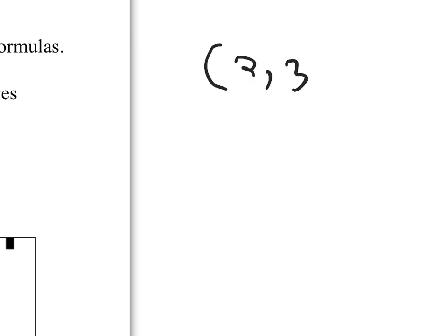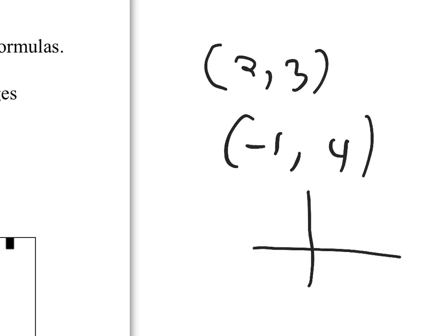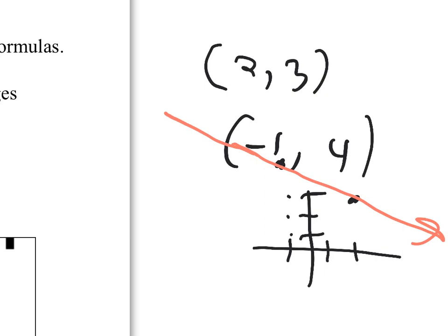2, 3, and -1, 4. Looks like this. There's my line. There's my best fit line. Why is it the best fit? It's the same line the calculator will give you because it's only 2 points. It has to go through them both.